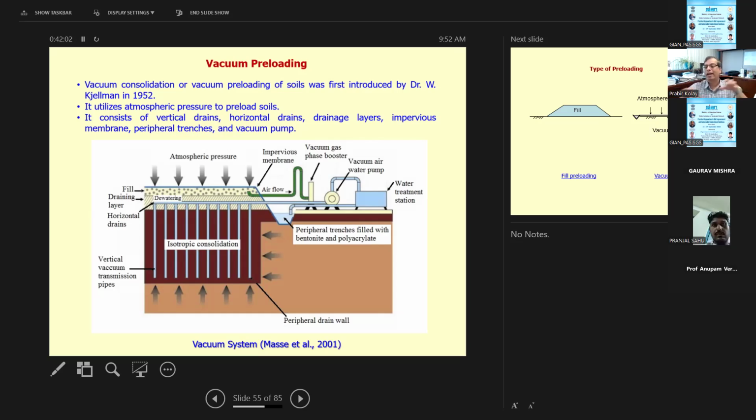Obviously, when you apply vacuum, we need to put that on the top surface. It should be completely sealed, and then apply vacuum and atmospheric pressure, and there should be peripheral trenches, and then you pump the water out, basically. Obviously, there is isotropic consolidation with the vacuum drain. Most of the time, when you apply load to a clay type of soil, the water will go in the vertical direction. But if you use the vertical drain, the water can go in the radial direction also, in addition to the vertical direction, and thus increase the rate of consolidation. So this is the idea of using vacuum preloading.